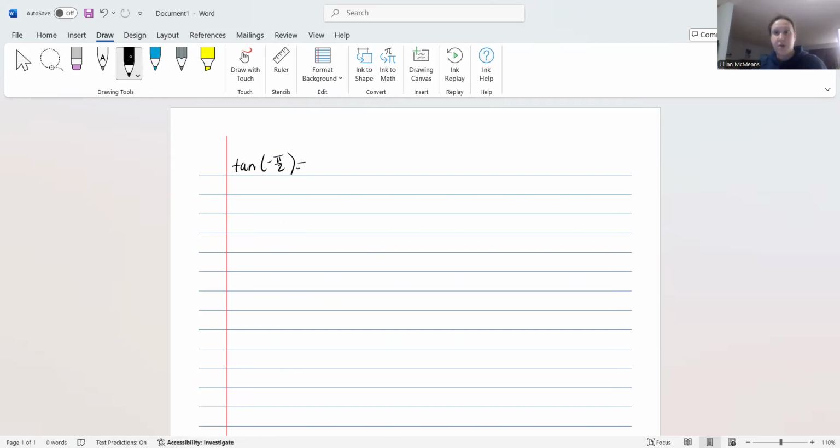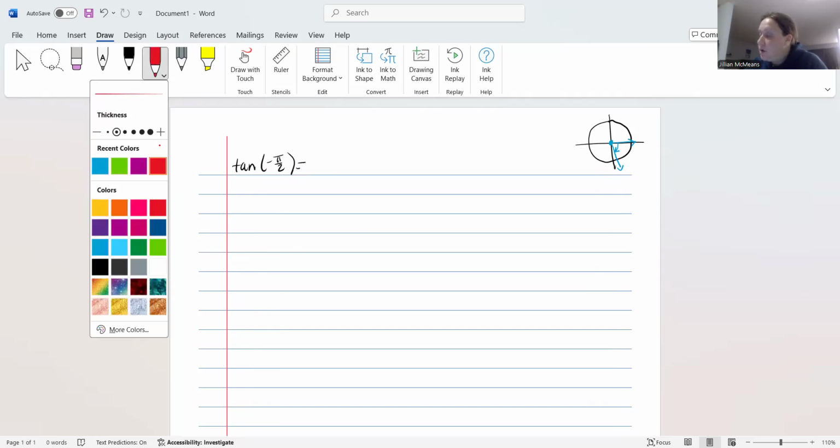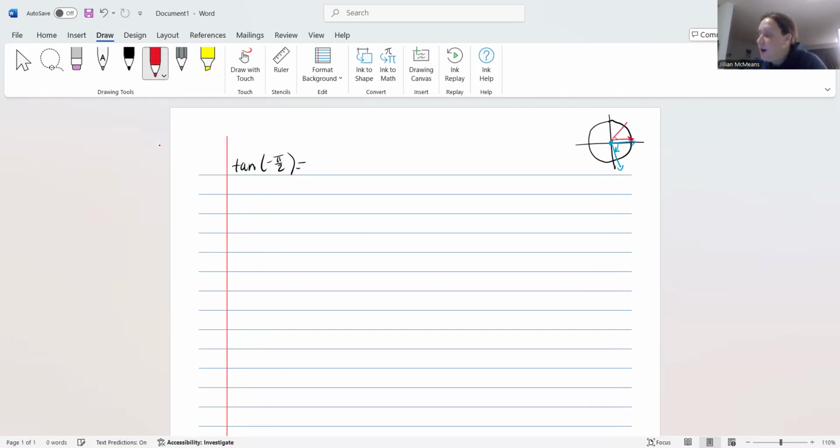Get out your unit circle, and if we go to negative pi over 2, remember, if you're drawing an angle on the unit circle in standard position, the vertex is at the origin, and the initial side is the positive x-axis. If we go in the clockwise direction, we get a negative angle. If we go in the counterclockwise direction, we get a positive angle. So remember that. If we're dealing with negative pi over 2, we're starting at the positive x-axis and going down negative 90 degrees.